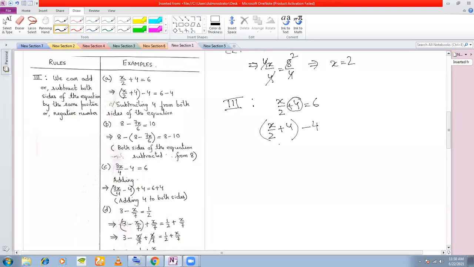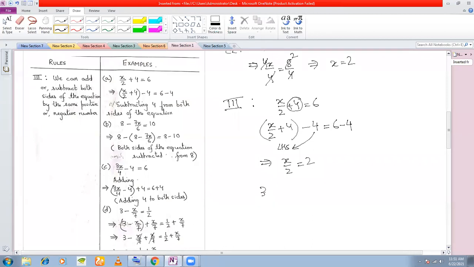right? So this was your left hand side. So I'm subtracting 4 from the left hand side, and because you are doing this on this side, you also need to subtract 4 from 6. So what do you get? You get x by 2 is equal to 2, right? So you can subtract any number from both sides. Also, you can add any number to both sides.